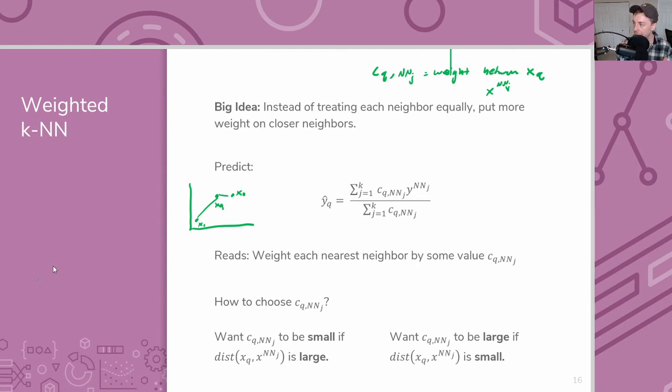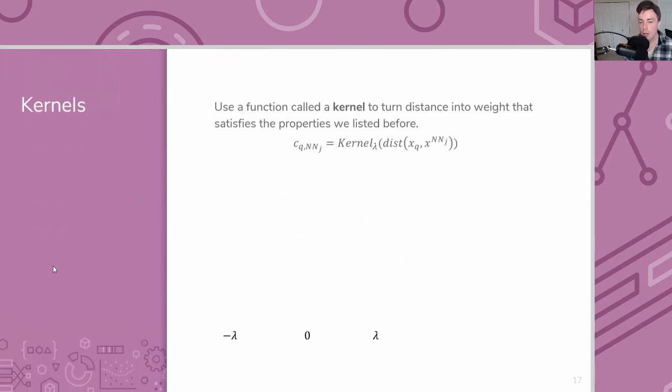So weighted k-nearest neighbors would use some type of weighting scheme to do k-nearest neighbors, taking the average, but instead of a straight average, it's a weighted average. How do we learn these weights? That's something we'll talk about. So here's the idea.